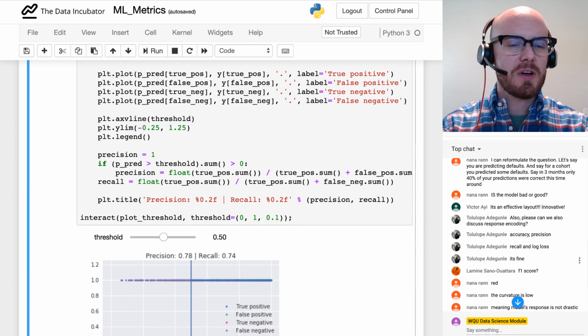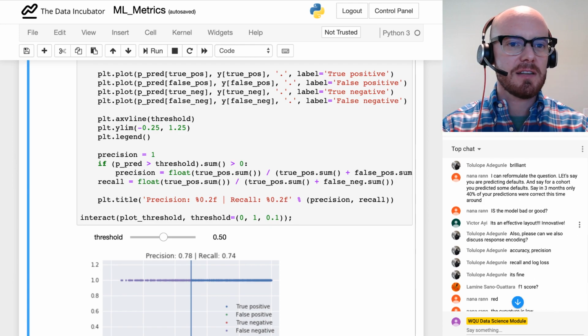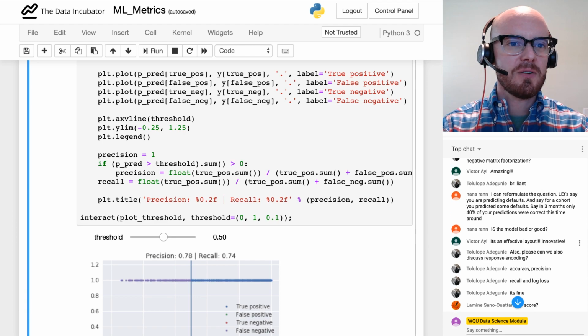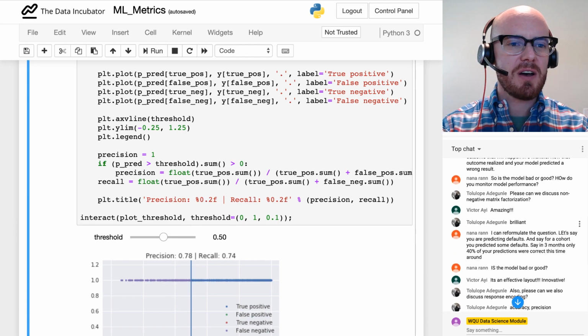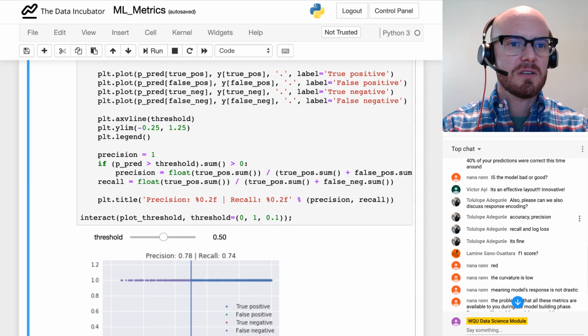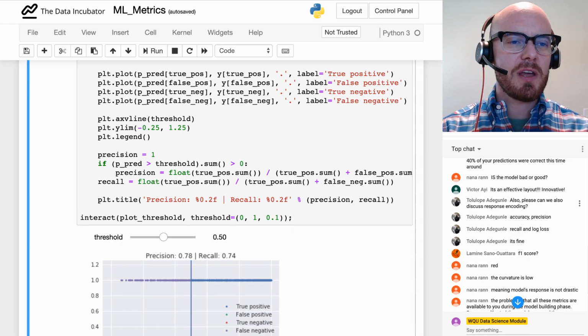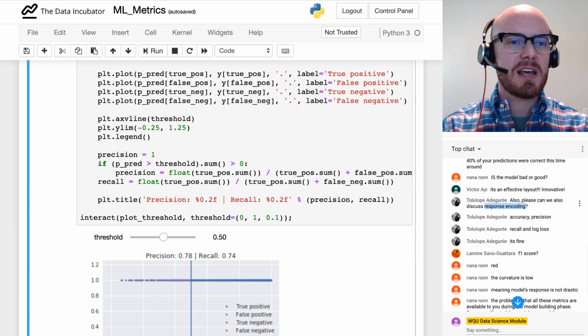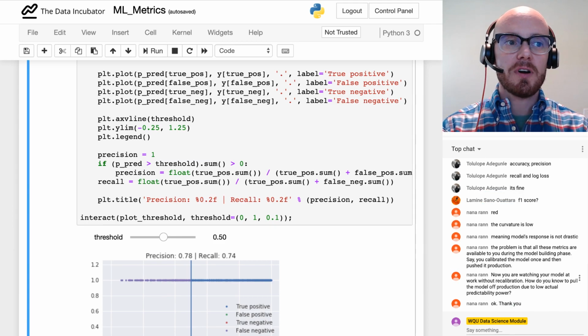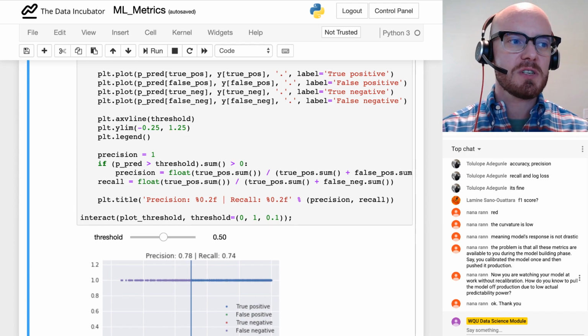What were some other questions that we were dealing with earlier? Okay, so Tululupe had a question about response encoding. So Tululupe, tell us a little bit more about what you understand for response encoding. What is response encoding?